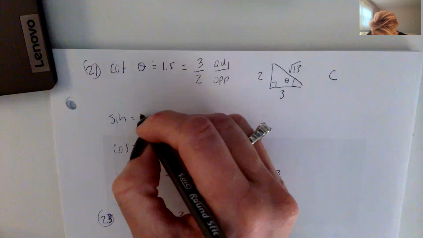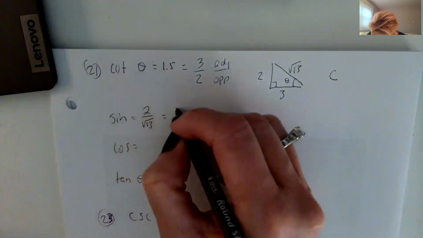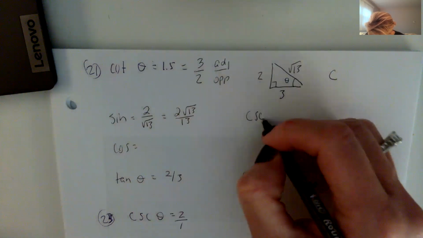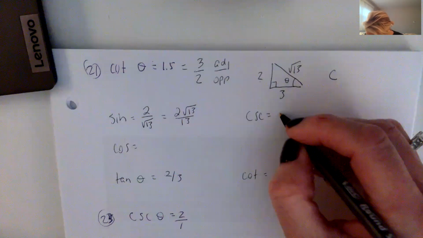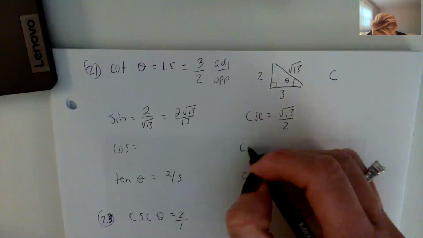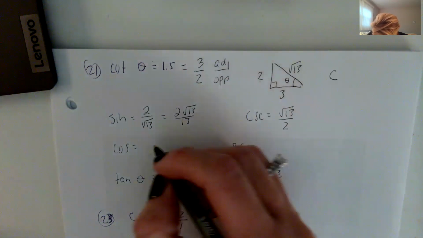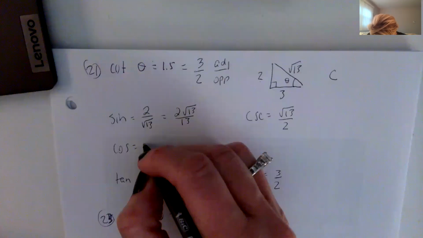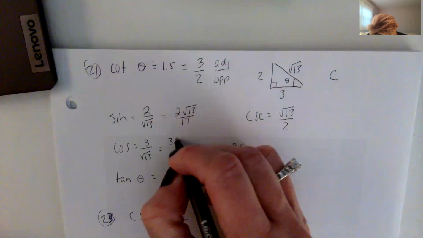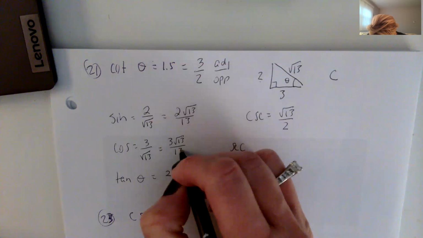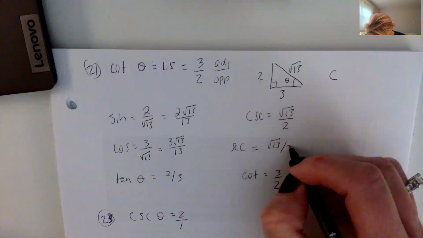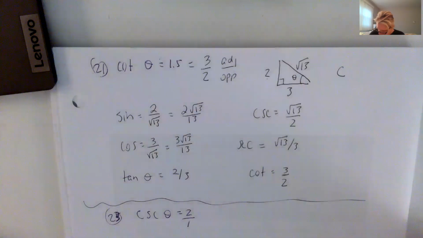So sine is going to be opposite over hypotenuse. So it's going to be similar to what we just had, but not quite the same. 2 square root of 13 over 13. So cosecant is going to be square root of 13 over 2. And cosine is going to be 3 over the square root of 13. And when we rationalize that, it's going to be 3 square root of 13 over 13. And so secant is going to be square root of 13 over 3. Okay.